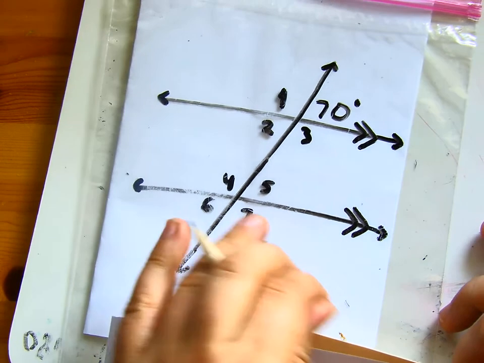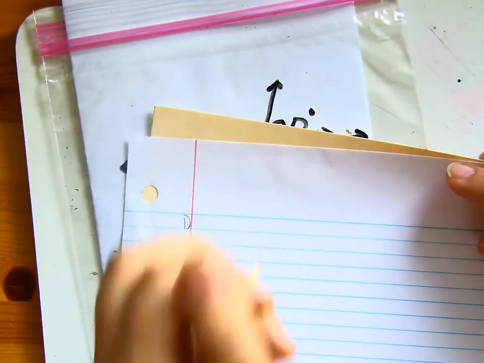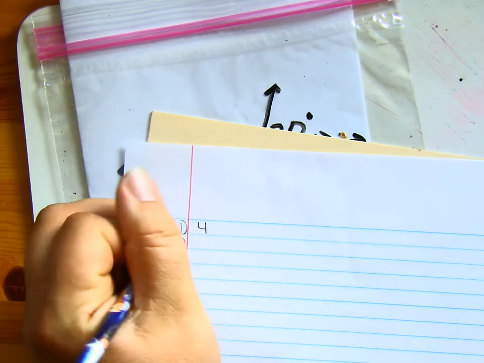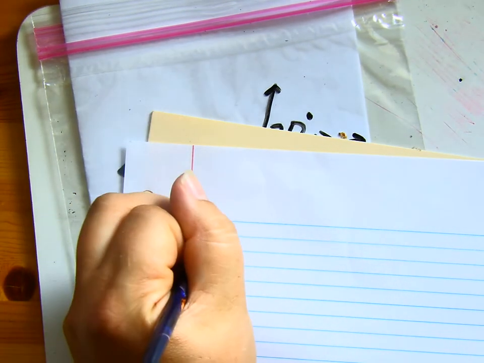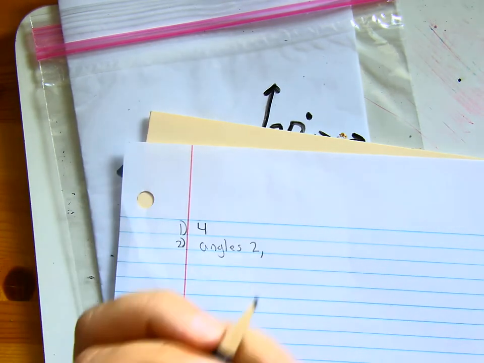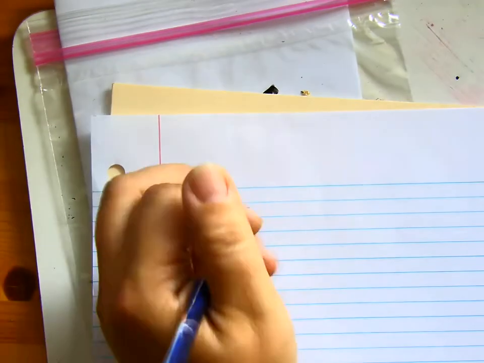So how many angles were congruent to 70? There were 4 angles congruent to 70. And those angles were angles 2, 6, and 5.